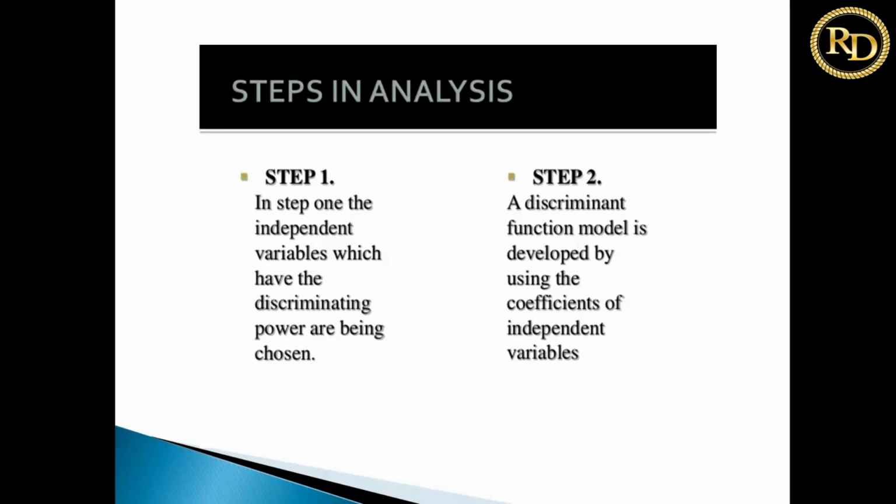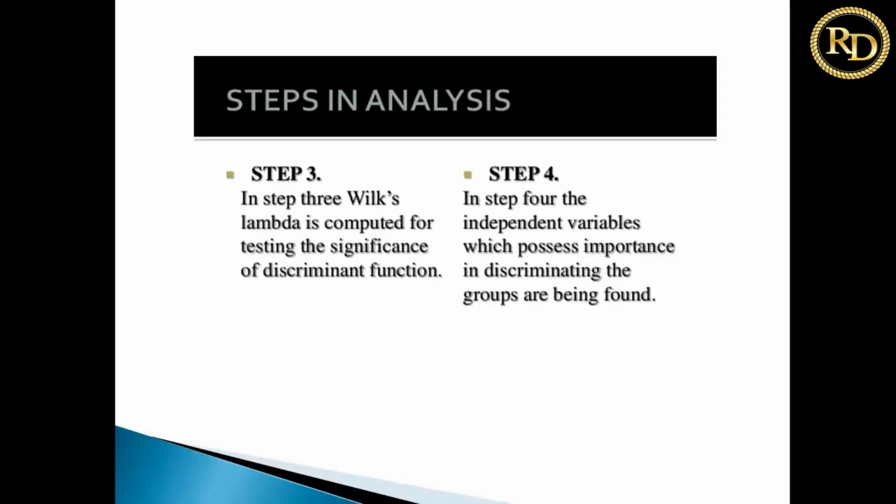Now in step two, the discriminant function is developed by using the coefficients of the independent variables, because it is a linear combination of the independent variables. And definitely in step three, we see the efficiency of the discriminant function. So in step three, Wilks' lambda is computed for testing the significance of the discriminant function. And in step four, the independent variables which possess importance in discriminating the groups are found, and finally we predict the classification of the units under consideration on the basis of the final discriminant function.